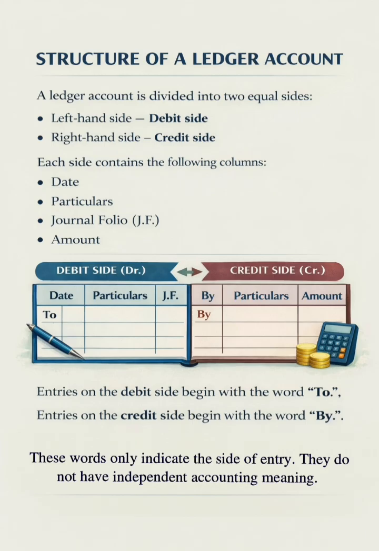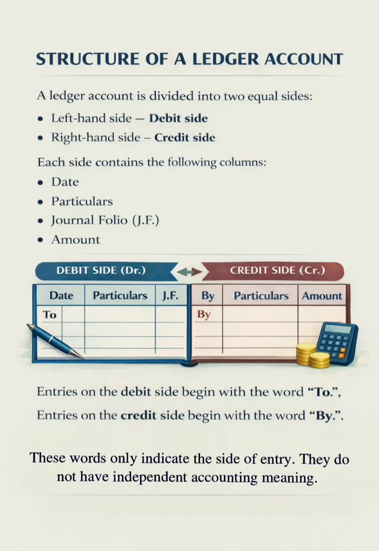Structure of a ledger account. A ledger account is divided into two equal sides. Left-hand side: debit side. Right-hand side: credit side. Each side contains the following columns: date, particulars, journal folio, amount.